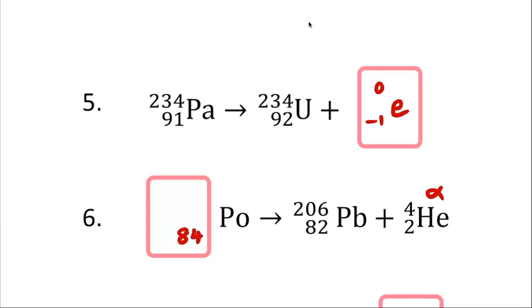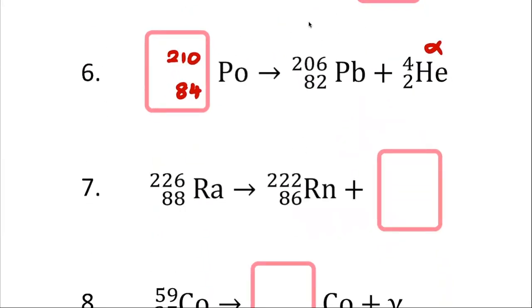$84 is correct. Yeah, 210. Okay, 210 and 84. Okay, next number, number 7.